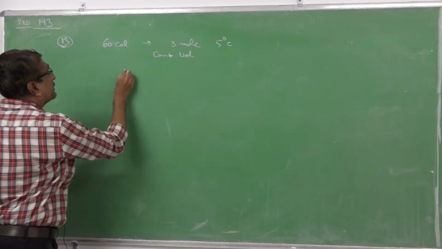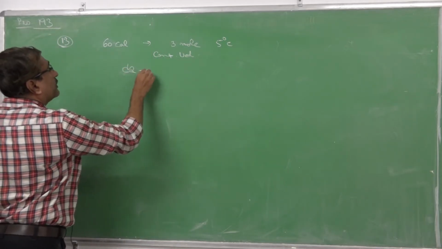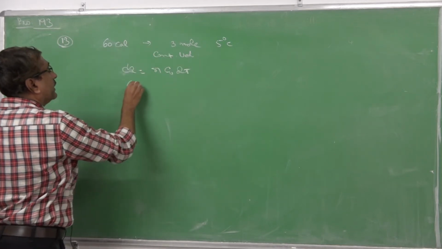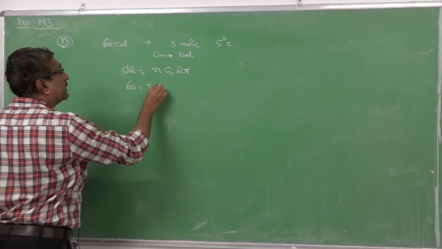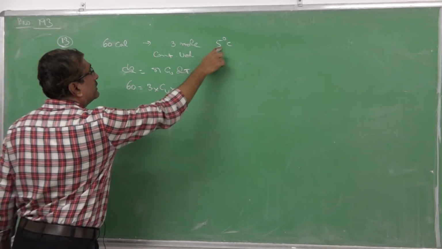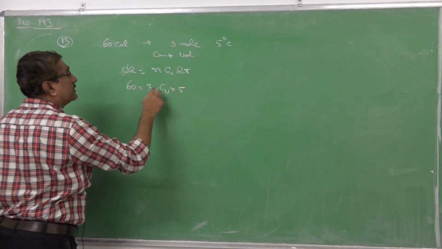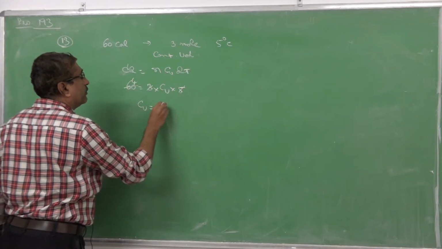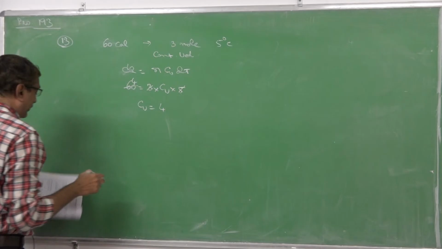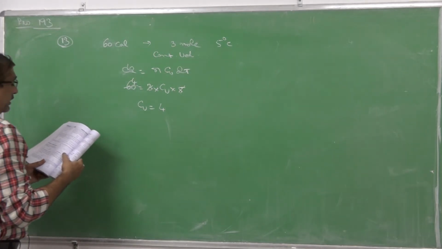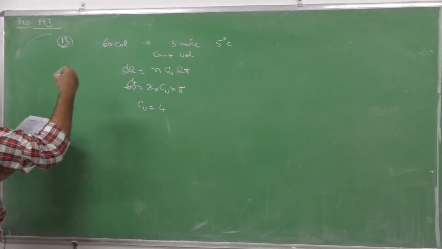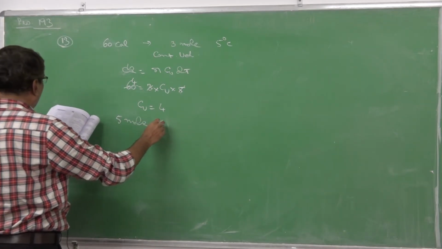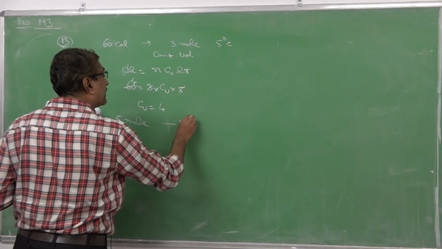That means dQ is equal to n Cv dT. So 60 is equal to n is 3, Cv, dT is 5. So this is 15, 4, 60. That is Cv is equal to 4 units. Now you have to calculate heat for 5 moles of the same gas, temperature rise of 10 degree.